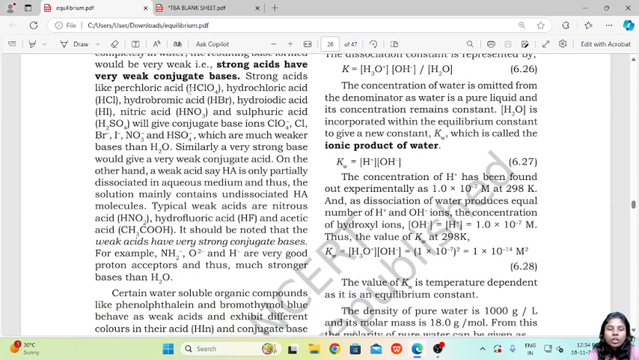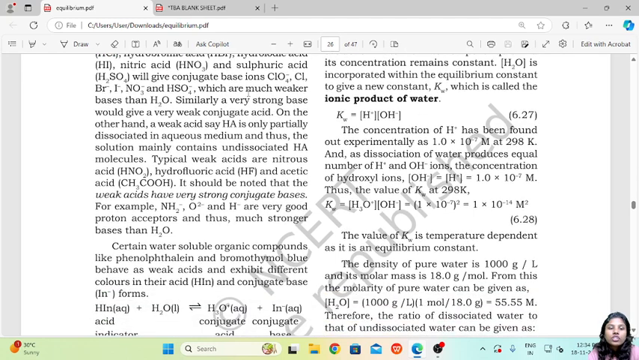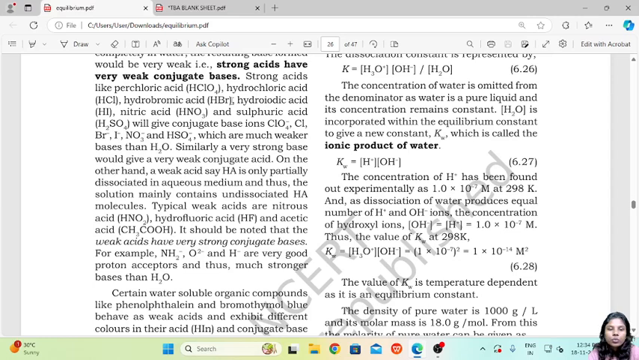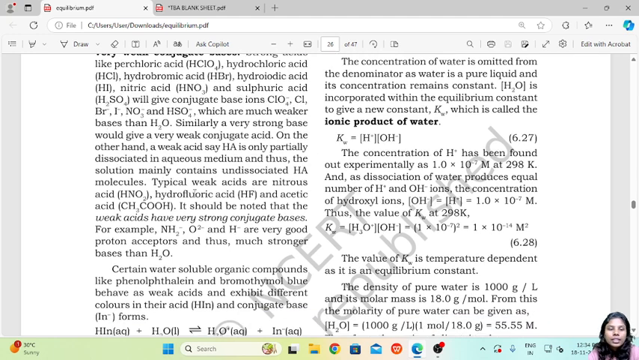Strong acids like perchloric acid, hydrochloric acid, hydrobromic acid, hydroiodic acid, nitric acid and sulfuric acid will give conjugate base ions like ClO4-, Cl-, Br-, I-, NO3- and HSO4-. In this, all of them have lost one of their protons, and they are much weaker bases than H2O. So after losing the proton, all these are said to be much weaker than the base water itself.